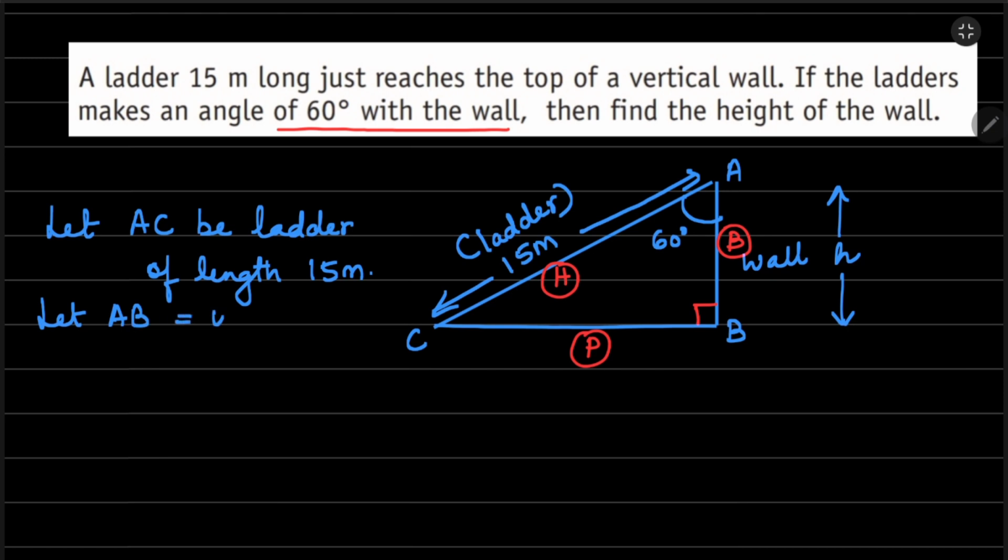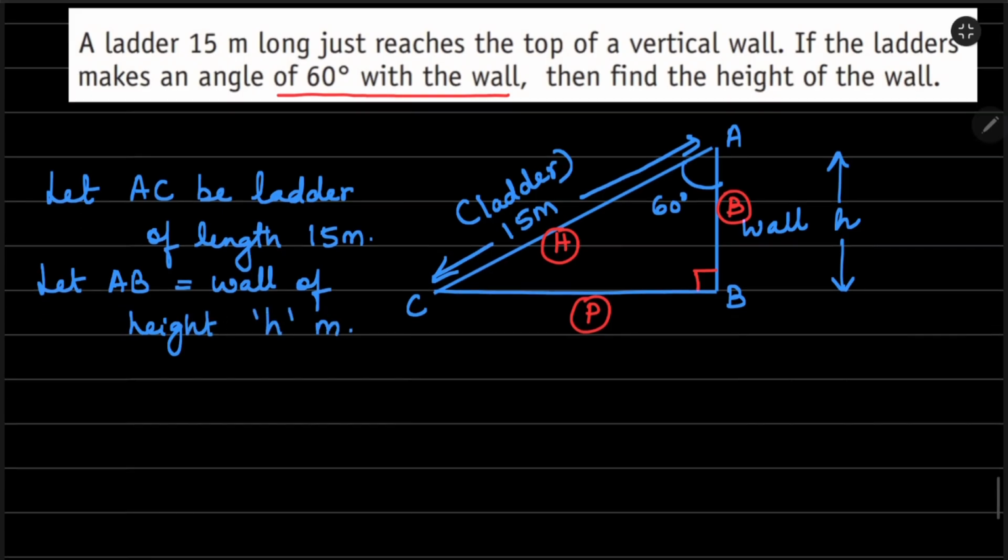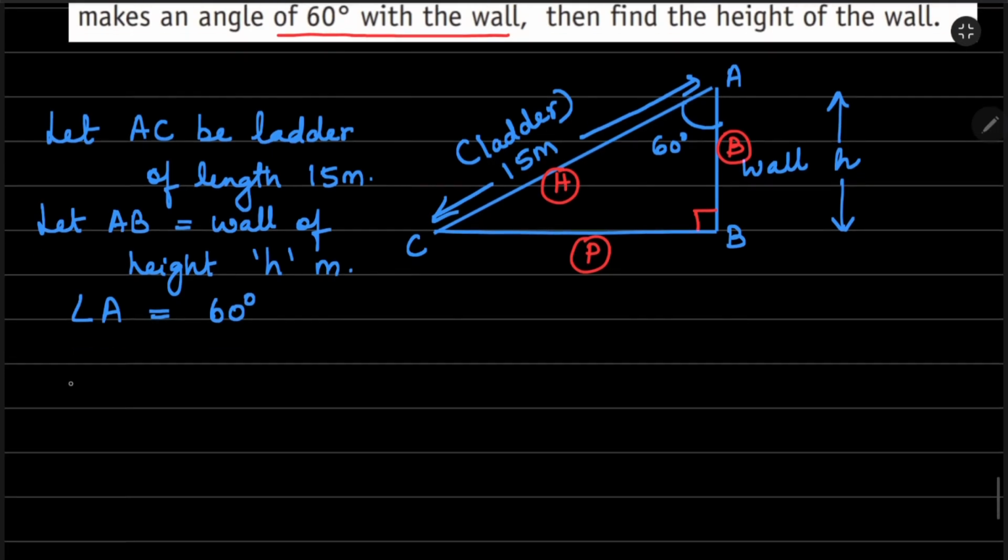AB be the wall of height h meters. Angle A is equal to 60 degrees. Okay, like this you have to write. In triangle ABC, cos 60 is equal to b by h, base by hypotenuse.